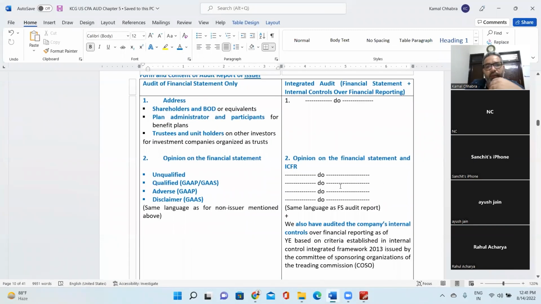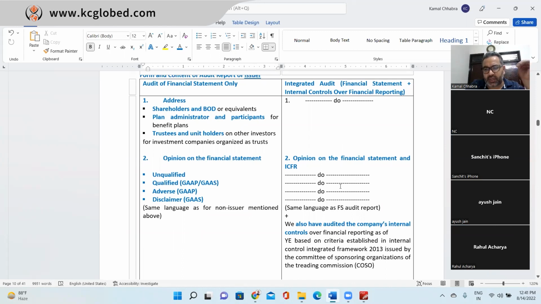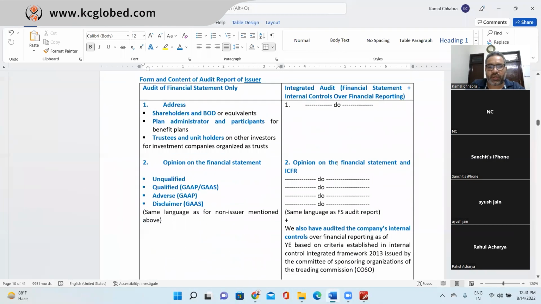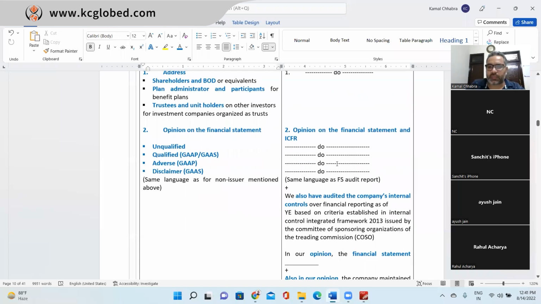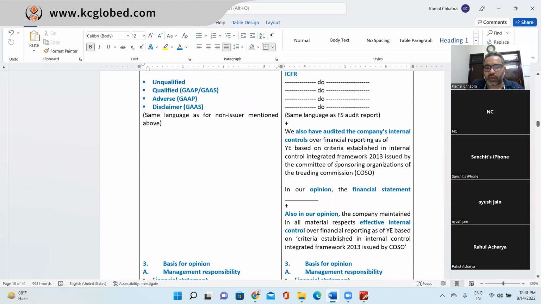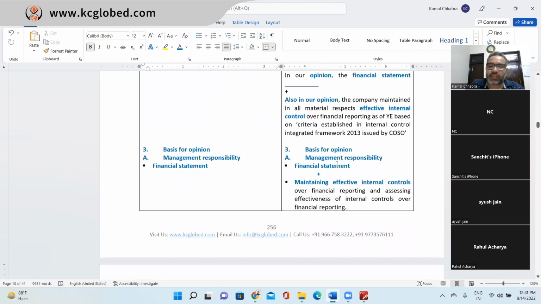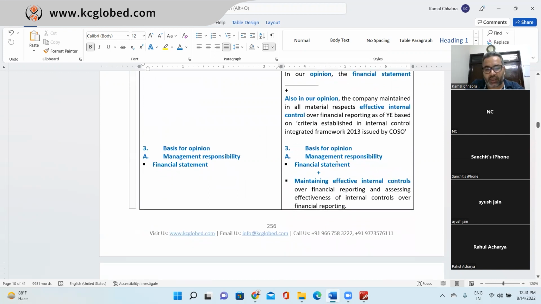Let's quickly recap everything. The first paragraph is addressed to the shareholders and board of directors, right? And after that, the second paragraph immediately is the opinion paragraph. In the opinion paragraph in the financial statements, it will go over unqualified, qualified, adverse, disclaimer. That will remain the same. In addition to that, for the ICFR audit or integrated audit, you'll be adding these two paragraphs. Then the basis of opinion will follow the opinion paragraph, which is a reverse order from the non-issuer.